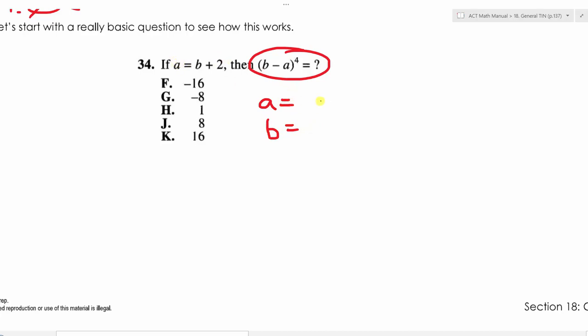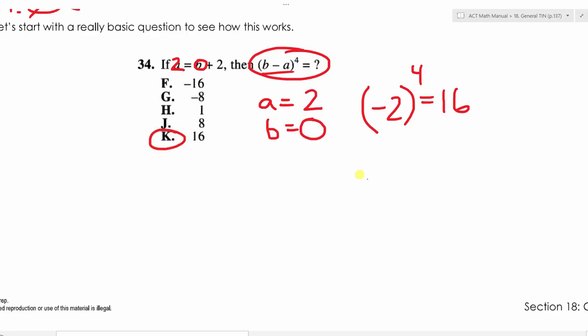Now, I'm actually going to demonstrate one of the things I just said, that we can use whatever we want. So I'm throwing in a equals 2. That means b has to equal 0, because 0 plus 2 equals 2. So check out what happens here. Now we have (0 minus 2) in parentheses, which is just negative 2. Negative 2 to the fourth equals 16. And look at that, we are done.